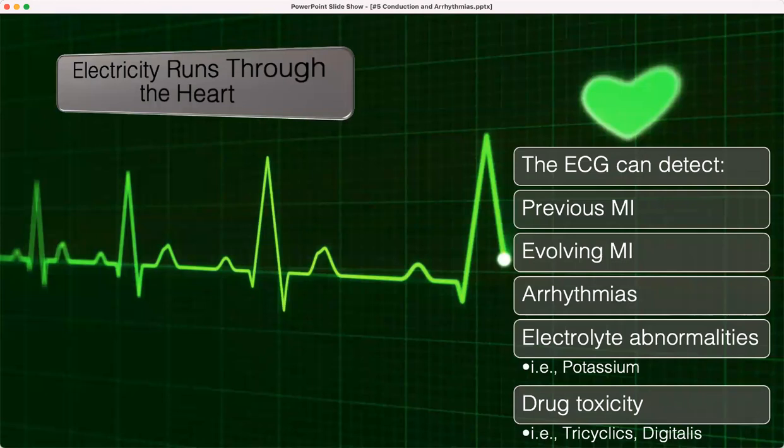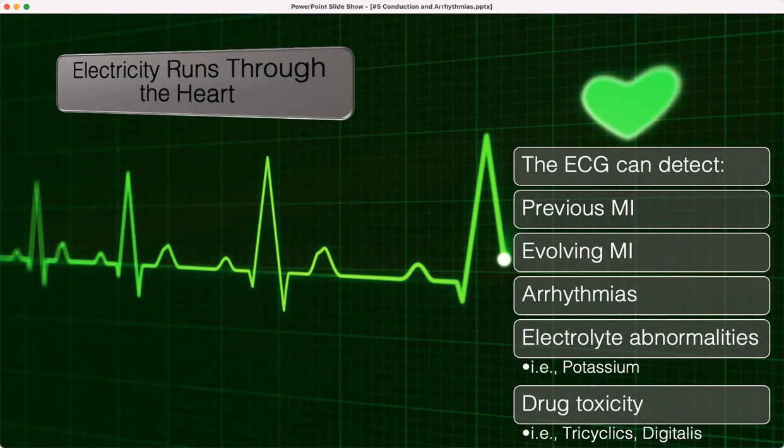So that's what's so great about the electrocardiogram, it shows what's going on in the heart and how the pathways are running through the heart muscle. So you can tell if someone's had an MI in the past, they're starting to have an MI, if they have arrhythmias, and also you can tell if they're having electrolyte abnormalities. And the example I'm giving there is potassium.